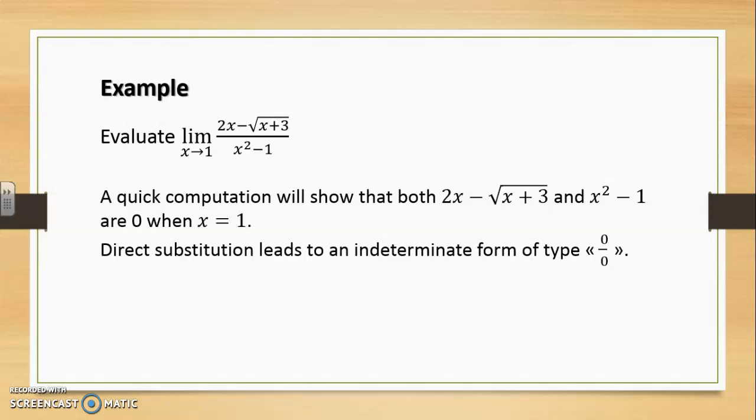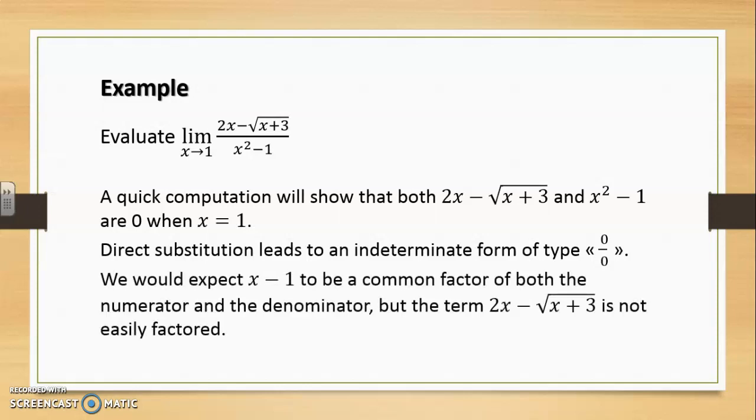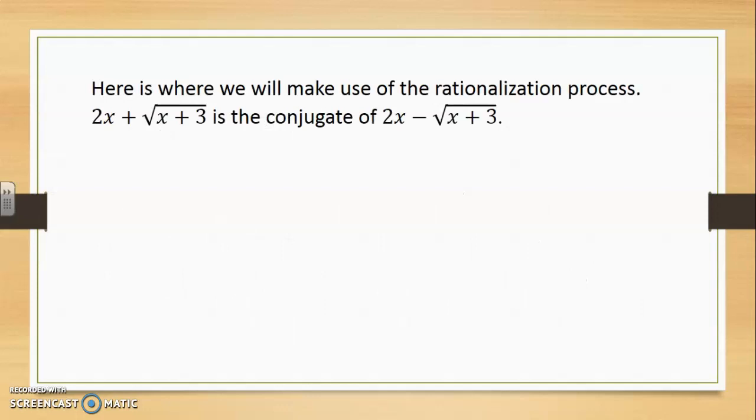So direct substitution leads to the indeterminate form 0 over 0, which requires that we use special techniques in order to find whether or not this answer is definite. We would expect x minus 1 to be a common factor of both the numerator and the denominator, but 2x minus root of x plus 3 is not easily factored. So here is where we're going to make use of the rationalization process. The sum of 2x with the root of x plus 3 is the conjugate of 2x minus the root of x plus 3.